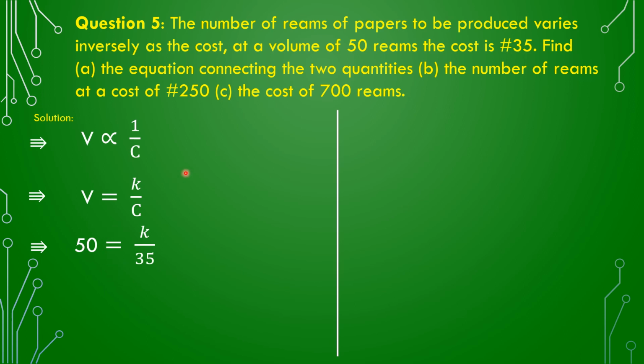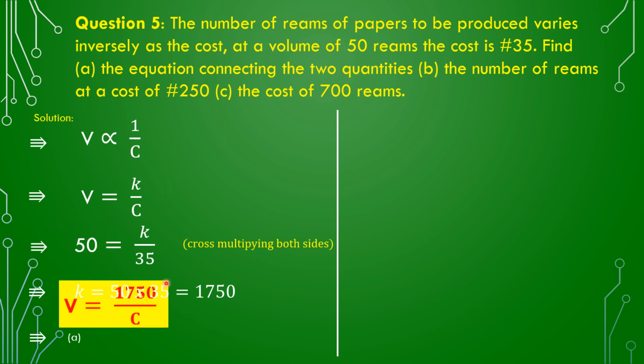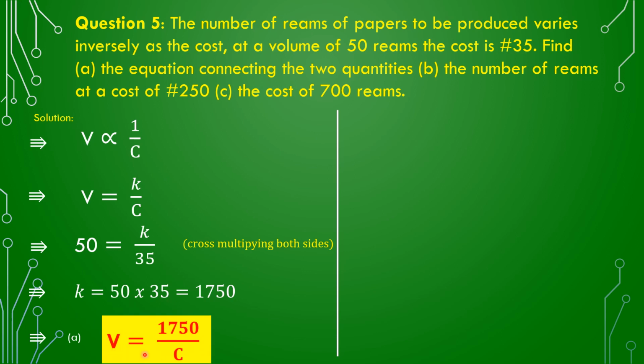Now, they say the volume was what? 50 reams at the cost of what? 35 naira. So 50 is equal to K divided by 35. So cross multiplying, we have that K is equal to 50 times 35, which gives us 1,750. Now, the equation A says find the equation connecting the two quantities. Because we have known the value of K, all we need to do is to insert it into this first equation. Therefore, our V is equal to 1750 divided by C. This answers the question A.